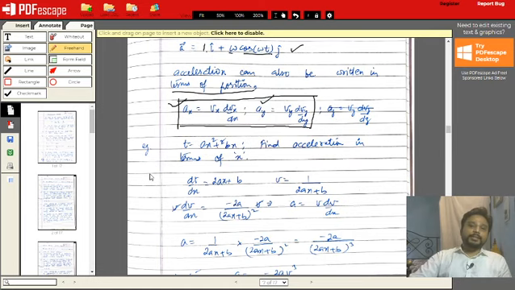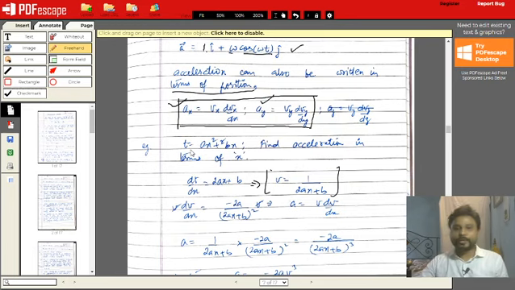So let us take an example. We are given an expression t equal to ax square plus bx. Find the acceleration in terms of x. This is a part which we did earlier, where we found the velocity for this kind of expression, which was 1 upon 2ax plus b. Now we have to proceed further from that part.